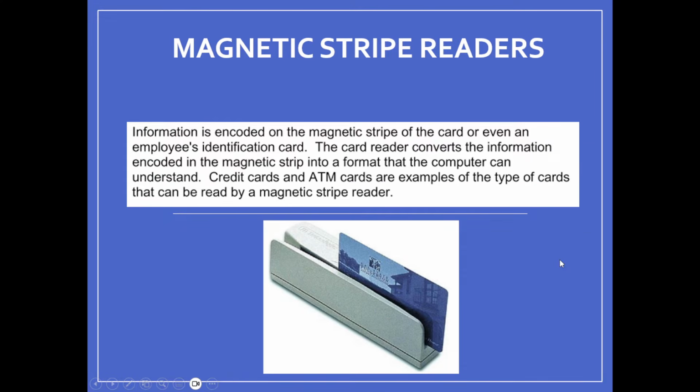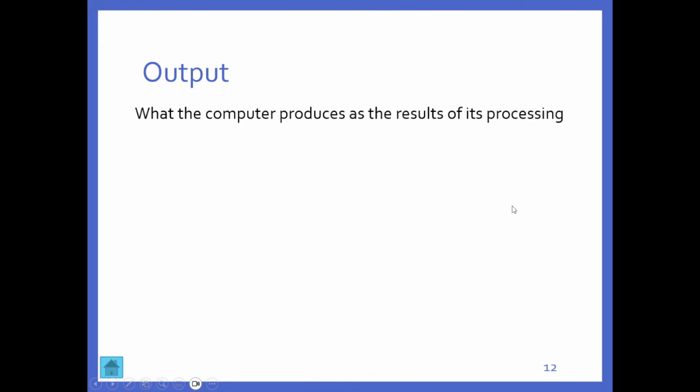You also have your magnetic stripe readers. Now, a little bit of an older technology, especially where the bank cards are concerned. They used to do this. In fact, some of the machines still do this when they want you to swipe your card. I mean, most of what we do is tap anyway. But the information is encoded on the magnetic stripe of the card or even an employee's identification card. Credit cards and ATM cards are examples of the types of cards that can be read by a magnetic stripe reader. Okay, so that's all input.